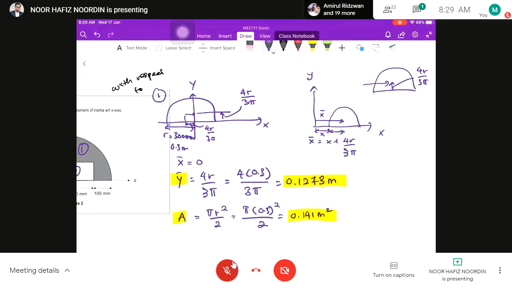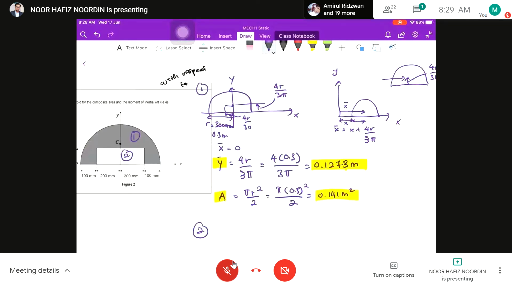Okay. And then the shape number 2, we need to minus it. Kenapa kita perlu minus? Why we need to minus? Because we want to exclude this shape, the rectangular shape. So we only want to define the area yang berlorek, yang gelap tu. Okay, so that's why yang putih tu kita tolak keluar.